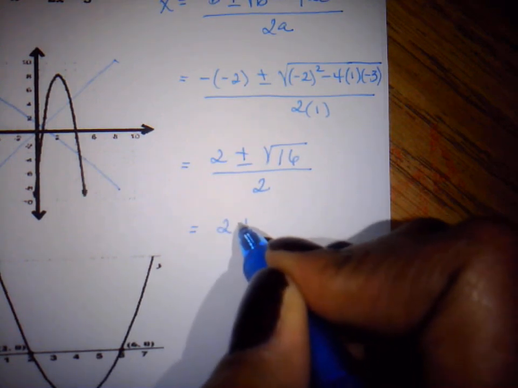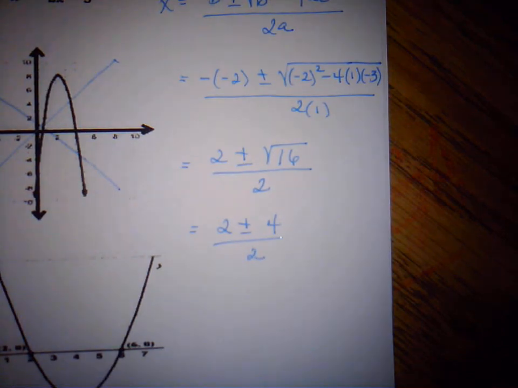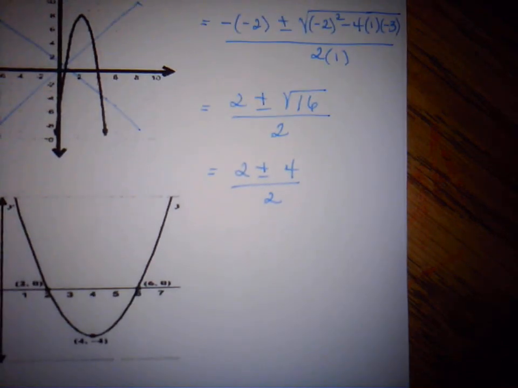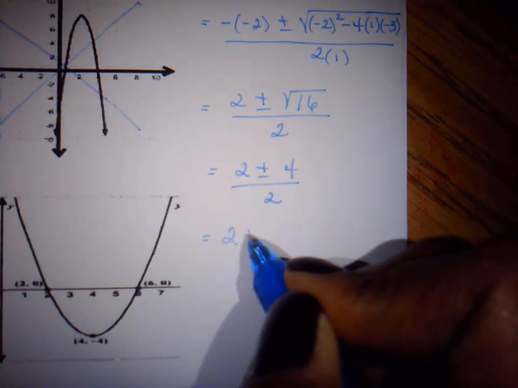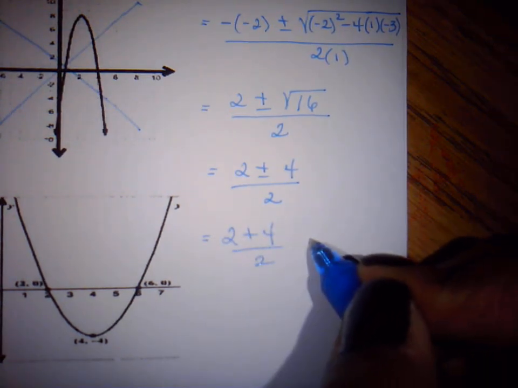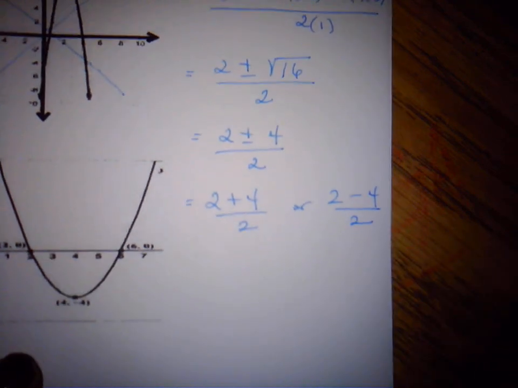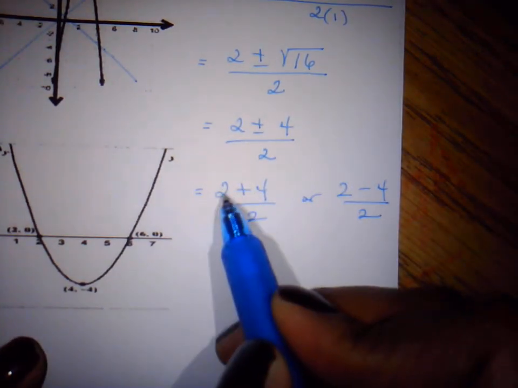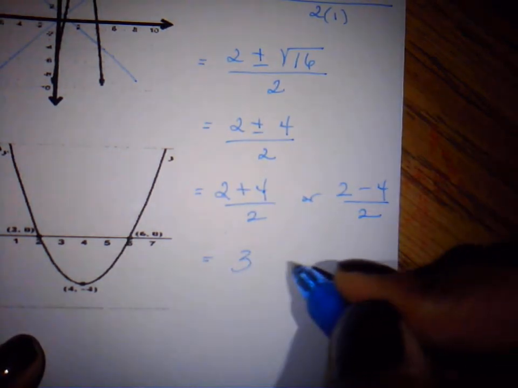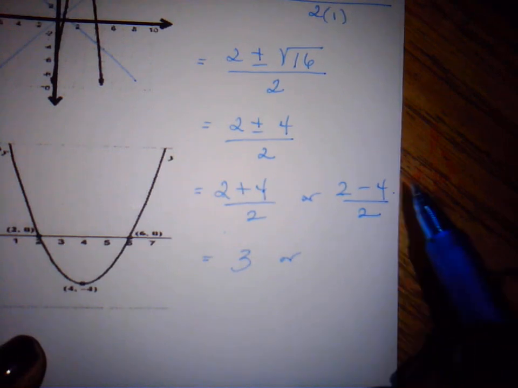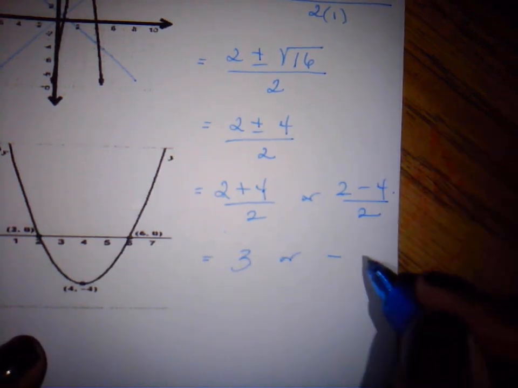So this will be 2 plus or minus 4, right? All over 2. Okay. So I know my answer is going to be 2 plus 4 over 2 or 2 minus 4 over 2. Okay? What's 2 plus 4? Naturally, it's 6. And 6 divided by 2 is what? 3. Boom. And 2 minus 4 is negative 2, and negative 2 divided by 2 is negative 1.